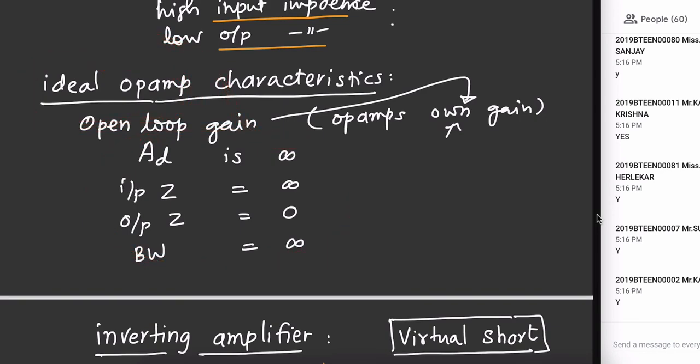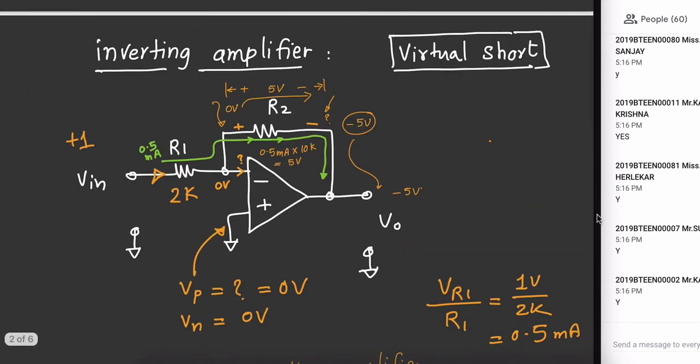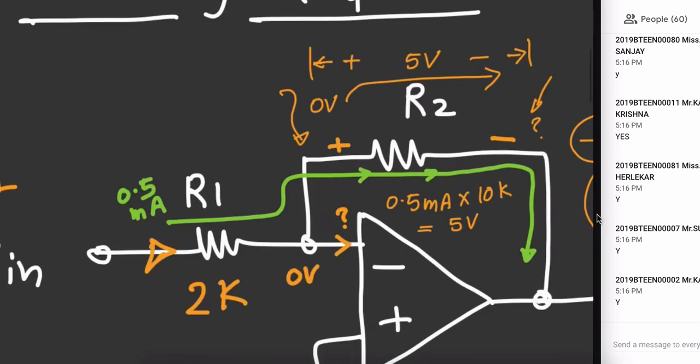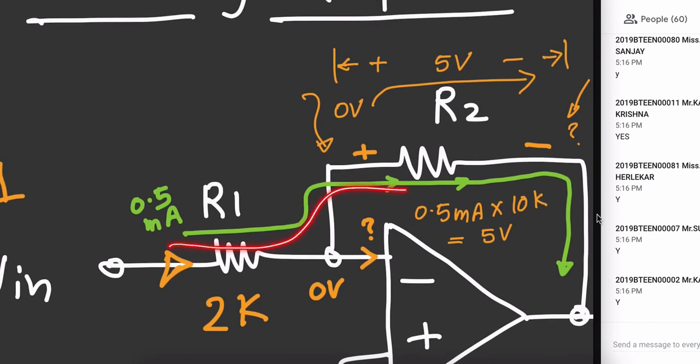Then we took the case of the inverting amplifier. We took some input, we computed some output, then we calculated IR1, IR2. We understood that IR1 and IR2 are the same because there is no way the current can go inside the op-amp. This is not possible. Why? Because input impedance is very high, ideally infinity. So this current will be 0, 0 milliampere or 0 ampere, whatever you call.